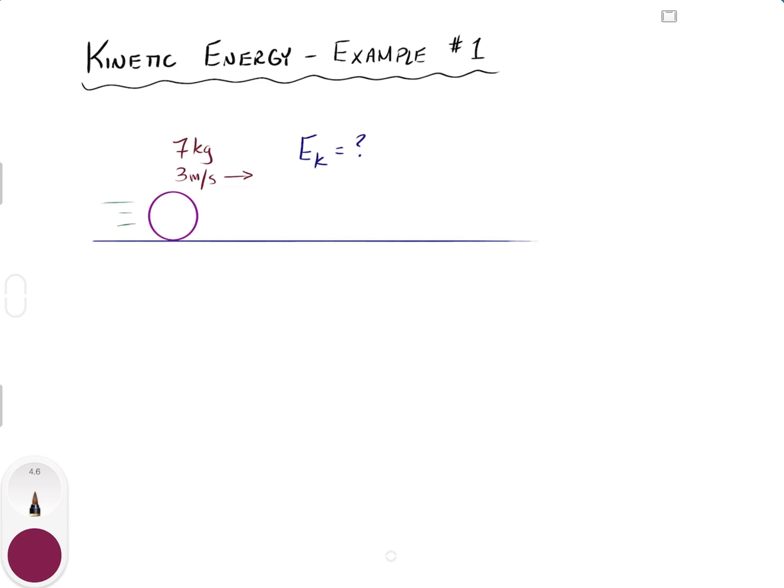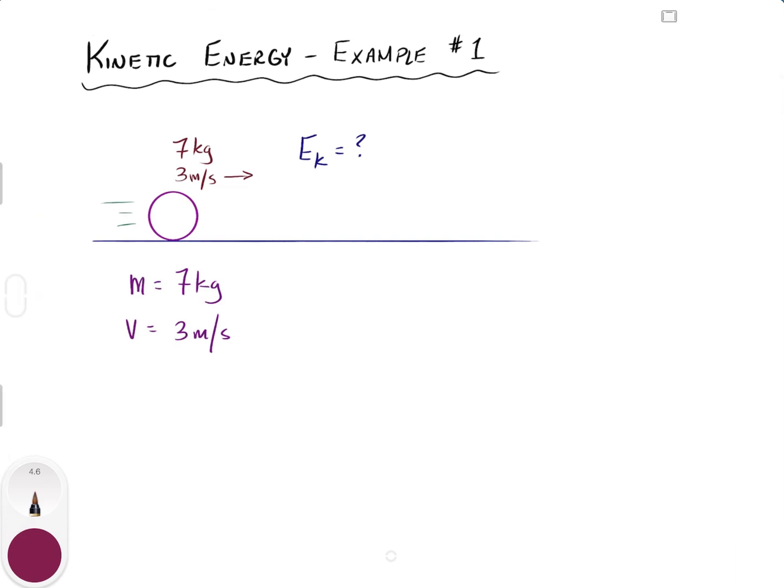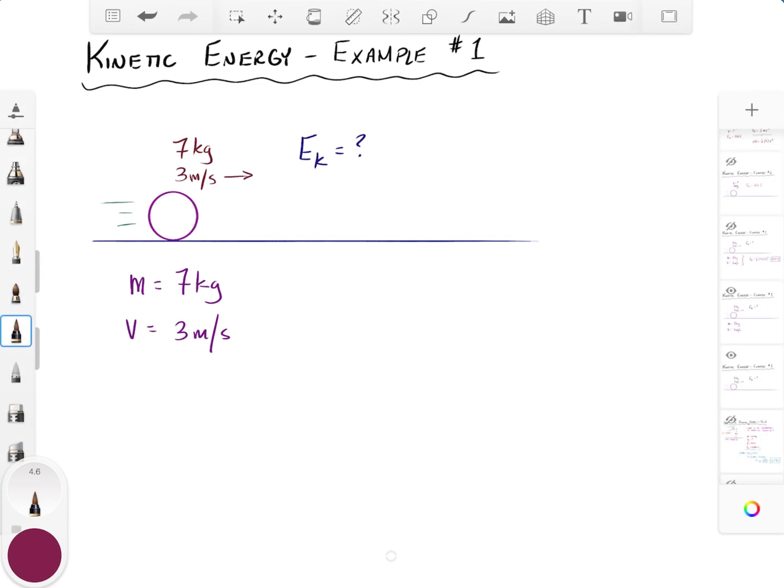In order to analyze kinetic energy, we'll look at a very simple problem. For example, number 1, we have a 7 kilogram object traveling at 3 meters per second, and we simply want to know what that object's kinetic energy is. So much like we've done in the past, we're going to list everything we know. We know it's a 7 kilogram mass traveling at 3 meters per second.